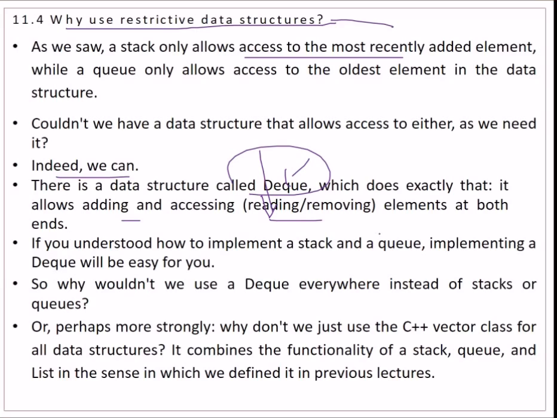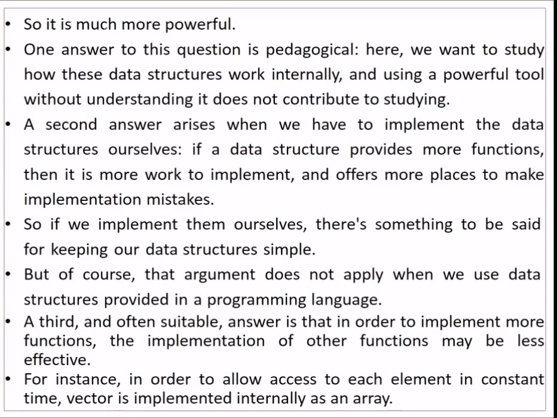So why wouldn't we use this deque everywhere instead of stacks and queues? Why don't we use rather the C++ vector class for all the data structures? C++ vector is unique in its kind. It combines the functionality of stack, queue, and list in the sense which we defined earlier. It's very powerful also. But there are some answers to this. First is the pedagogical answer. We want to study how these data structures work internally, and using a powerful tool without understanding it does not contribute to studying. So we need to study these stacks and queues. That is why we are studying them here.